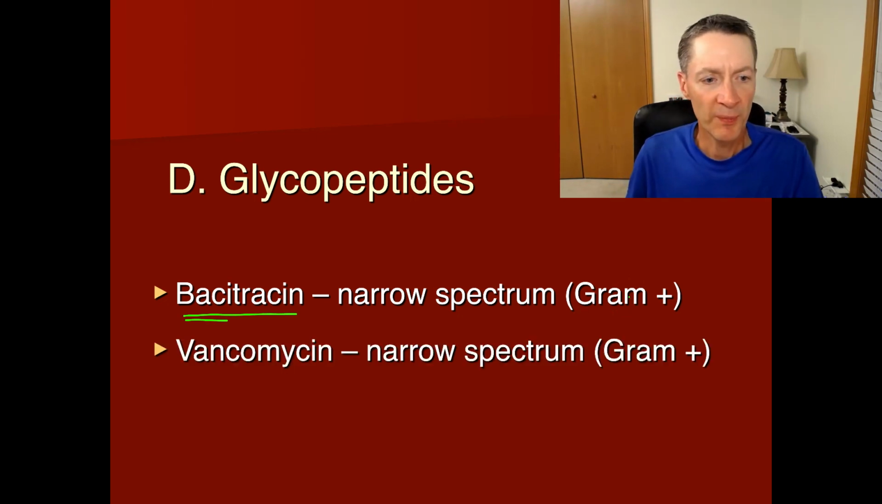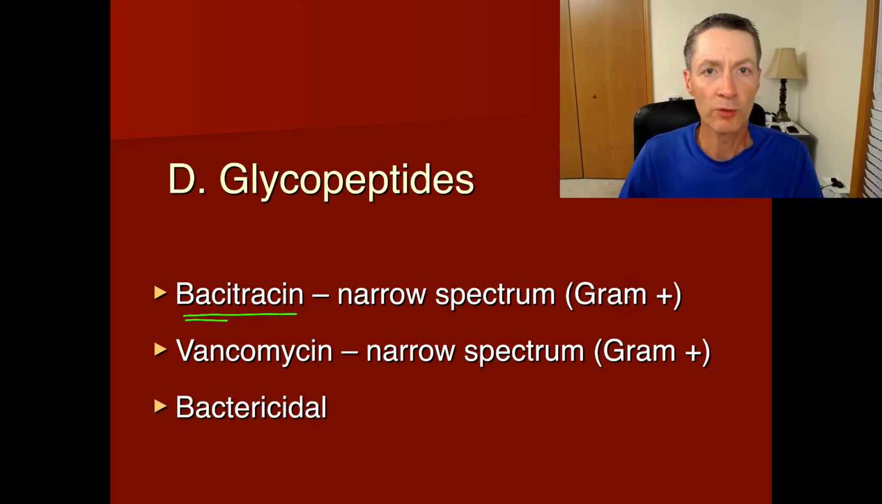Another glycopeptide would be vancomycin. You might have heard of vancomycin before. Also narrow spectrum against gram-positives. And a lot of these kill cells outright. Again, I'm not so concerned you memorize that they're narrow spectrum or bactericidal. I would say if I gave you that information, you'd want to know what that means, okay? But just some interesting information I want to add.